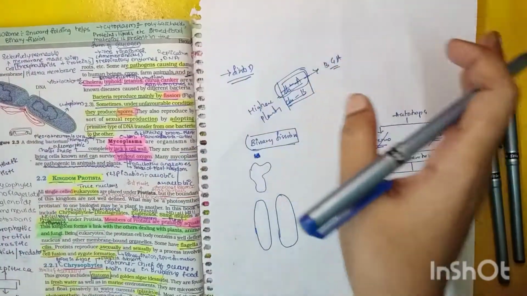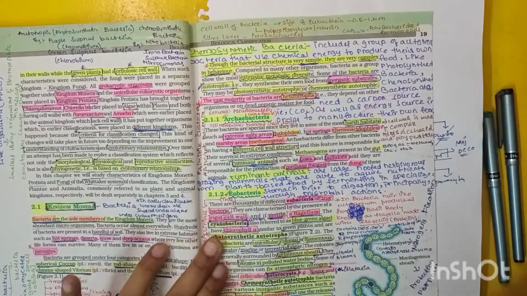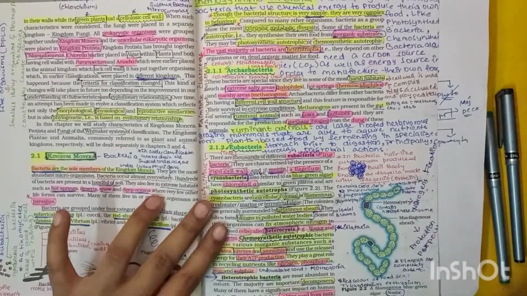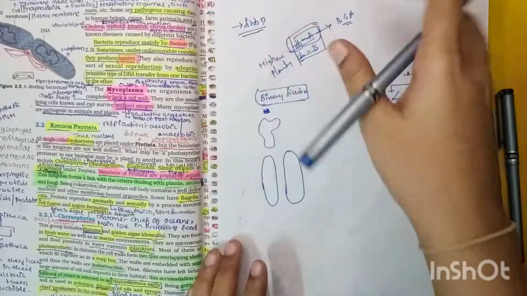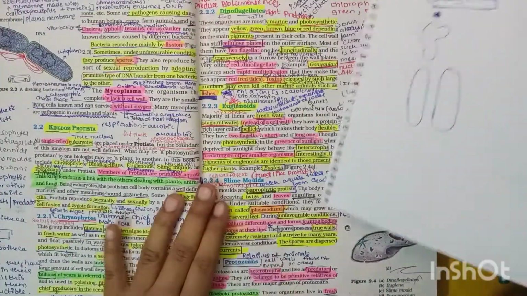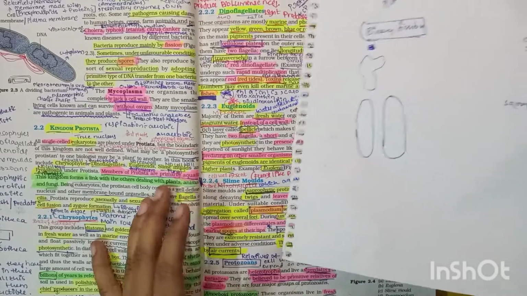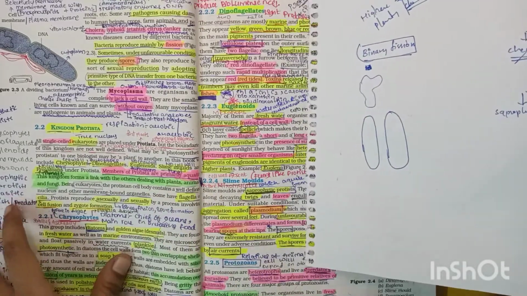That's what is given in the kingdom Monera. I hope you got this well. If you really understand, thank you. I'll be soon uploading kingdom Protista and fungi as well. We will soon complete this chapter, and I'm sure I'll complete the first chapter as well very soon.